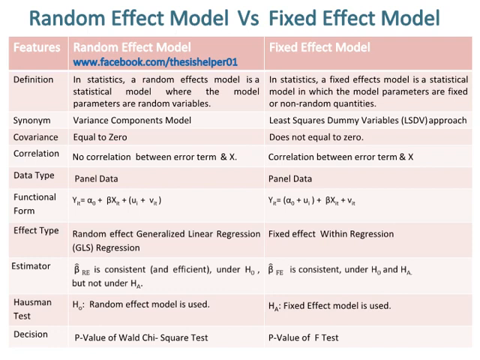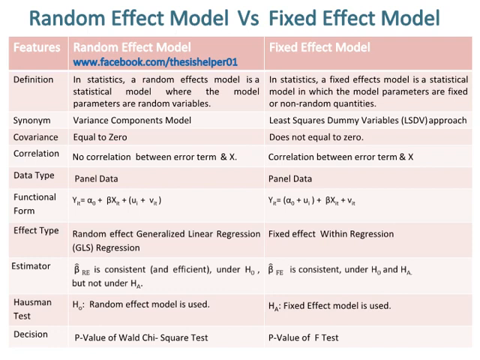Estimator beta cap random effect is consistent and efficient under H0, not under HA. Whereas estimator beta cap fixed effect is consistent under H0, but not under HA. Null hypothesis of Hausman test is random effect model is used. Whereas alternative hypothesis of Hausman test is fixed effect model is used.